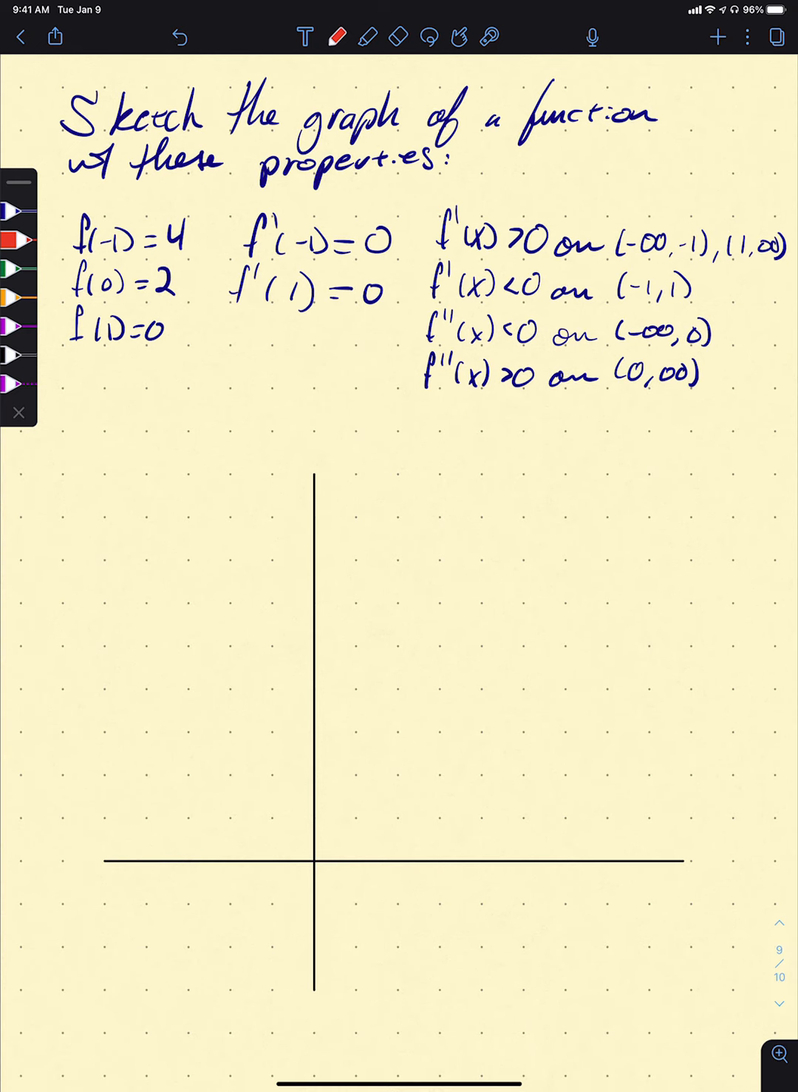So we know that at negative 1, we're at 1, 2, 3, 4, right? So I guess we'll make it clear that we're going every other, right? At 0, we're at 2. And at 1, we're at 0. Okay, what else do we know? We know that our tangent lines at -1 and 1 are horizontal. Right, so I'll just sort of draw little tangent lines here.